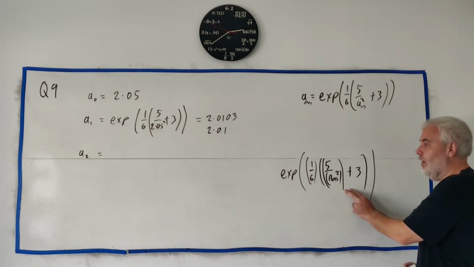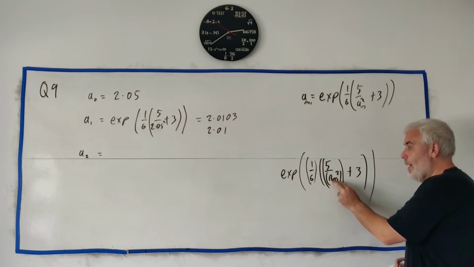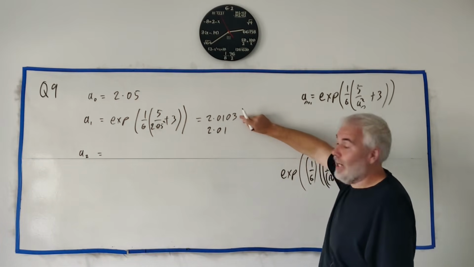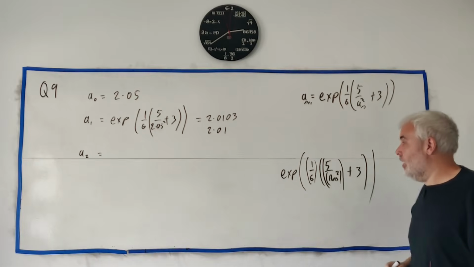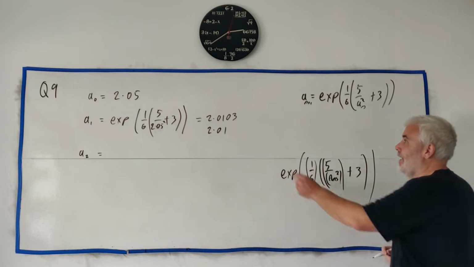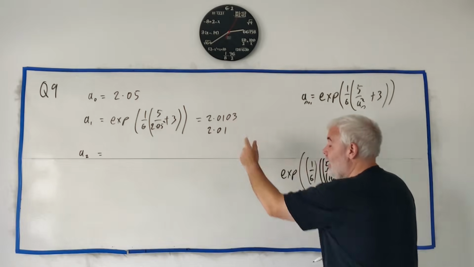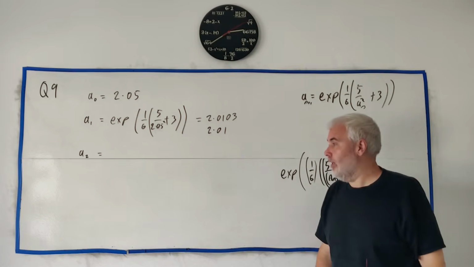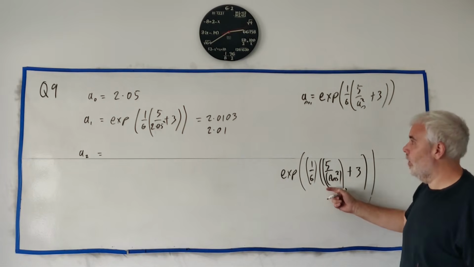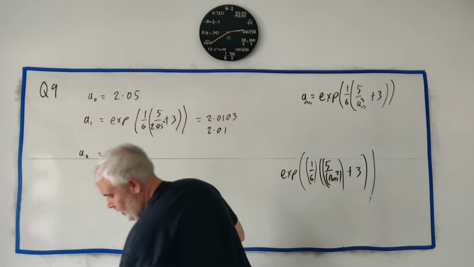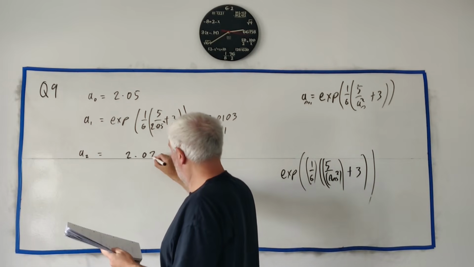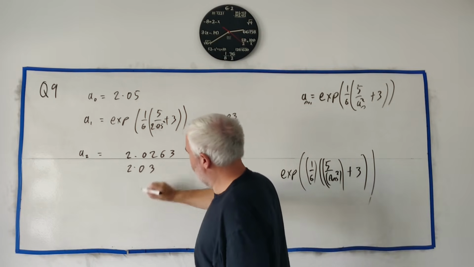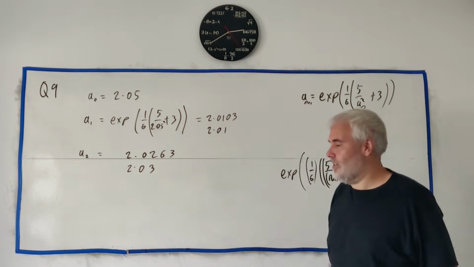If you put all that into your calculator, the calculator remembers the previous answer to be 2.05. When you press equals, you'll get this number out. But here's the magic. Your calculator now remembers this as your previous answer, and it remembers this as the current equation in it. So if you press equals one more time, you'll get the next one out, which is 2.0263. To 2 decimal places that is 2.03. They don't agree, so we have to keep going.